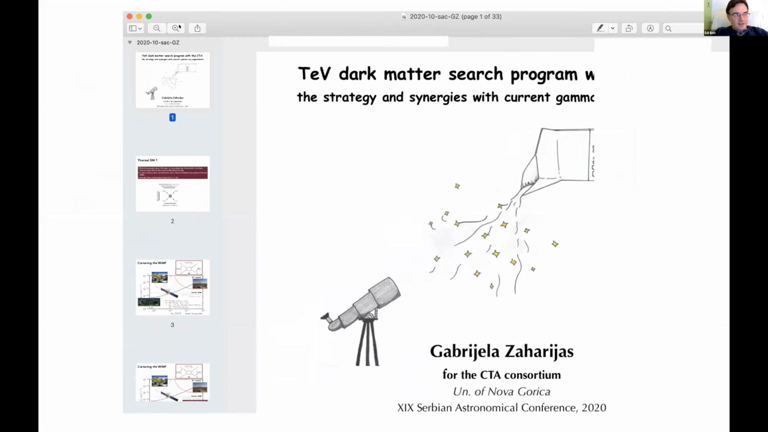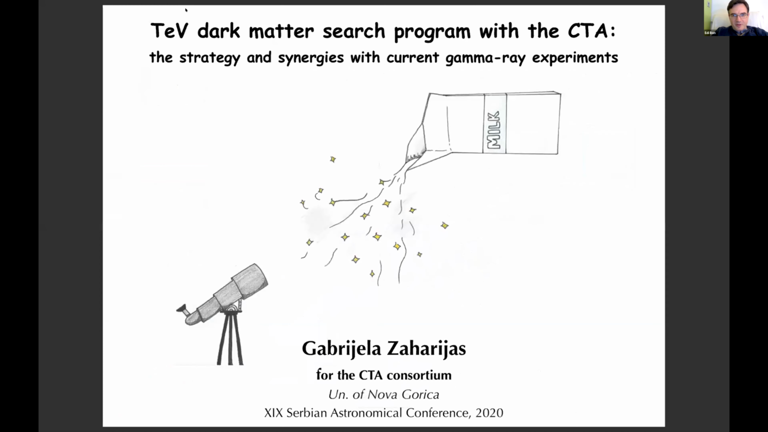with someone that follows next, and that is Gabriela Zacharias, and the title is Stereo Electrovolt Dark Matter Search Program with the Cherenkov Telescope Array. The strategy and synergies with current gamma ray experiments. So please, Gabriela, you can now continue.